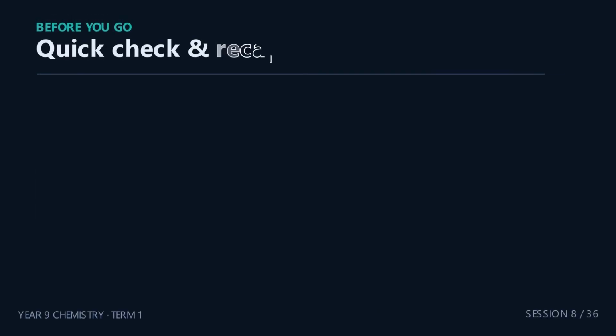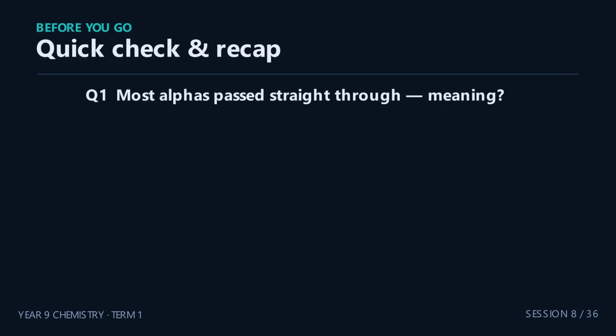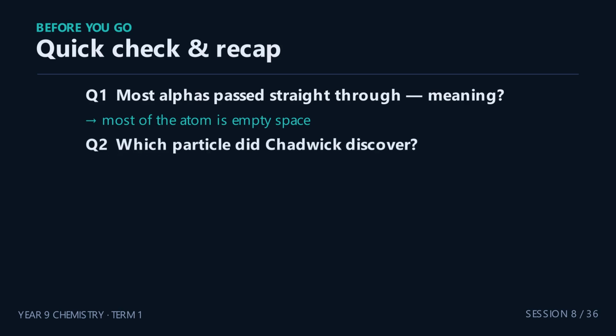Quick check. Question 1. Most alpha particles pass straight through the foil. What does that tell us? Pause and answer. Most of the atom is empty space. Question 2. Which particle did Chadwick discover? The neutron. Neutral, in the nucleus, adding mass.